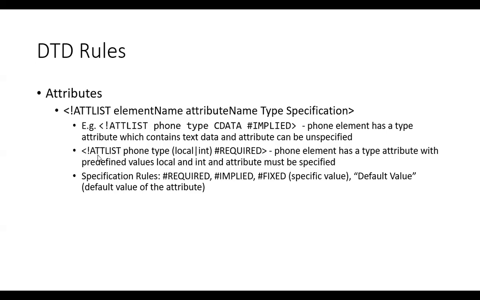At the same time, if you look at use of the vertical bar, for example, the next one. We have attribute list, phone, type, local. This vertical bar means you can have local or international. And you can see it's required. So which means the type attribute, either local or international, is required information. Right. So for the specification you can have required, implied, fixed, which means you have a fixed specific value, or you can have a default value.